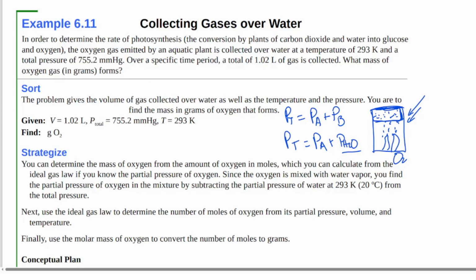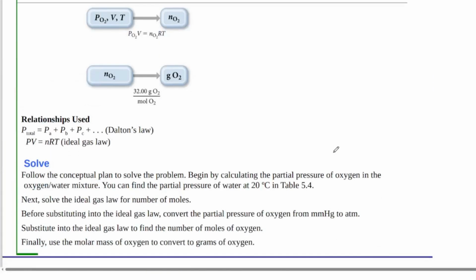So what we're given is the temperature and the total pressure and the volume of gas that was collected. We're asked to find the mass of oxygen that forms. So, from the partial pressure of oxygen, the volume that was given, and the temperature that was given, we can calculate the number of moles of oxygen. And from the moles of oxygen, we can calculate the grams of oxygen. But in order to calculate the partial pressure of oxygen, we need the total pressure, which was given, and then we have to subtract the partial pressure of the water vapor at that temperature.